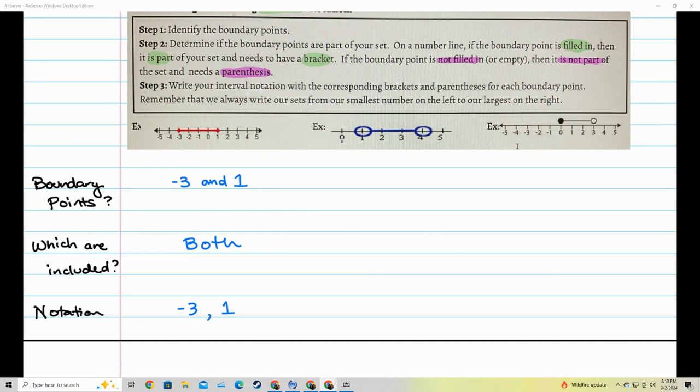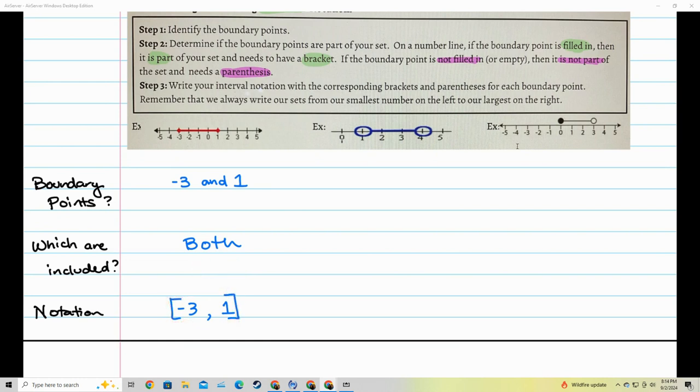All right, remember, these are both part of my set, so they both need brackets. So I'm going to draw a bracket on the left, and I'm going to draw a bracket on the right. This says take all the x's, start at -3, and shade all the way to +1. Because there's a bracket, we're going to shade in the first set. I guess I should put it here. And since there's a bracket, we're going to shade in the other set. Okay, so that's all that's really saying.